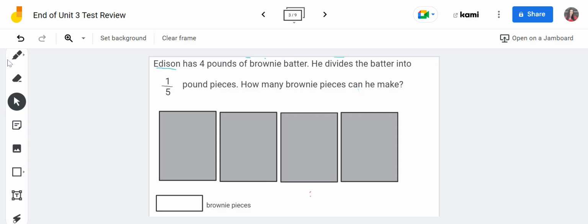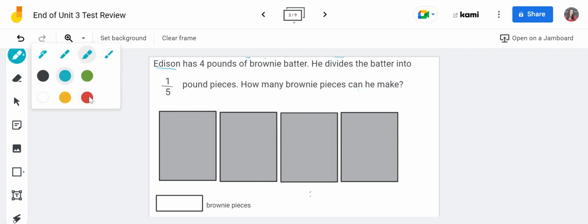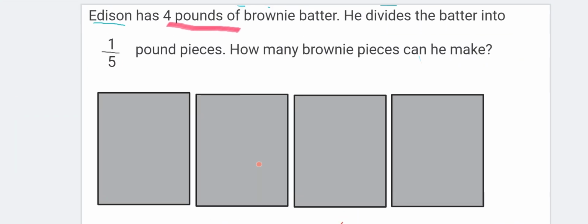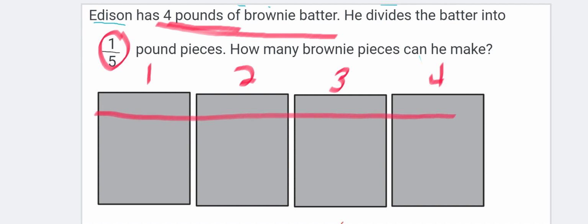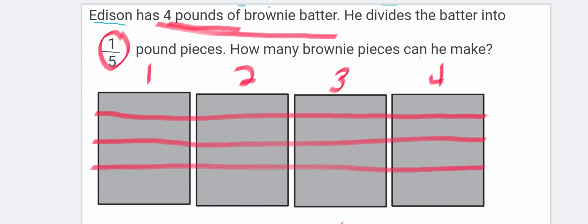I also want you to remember that if you don't like the number line strategy, you also could model 4 pounds. So as you can see, I shaded in 4 wholes. So this would be 1 pound, 2 pounds, 3 pounds, the 4 pounds of brownie batter. And then you can split each of these wholes into fifths. So if that's a strategy that you like too, we could also split this into 1, 2, 3, 4, 5 equal pieces.